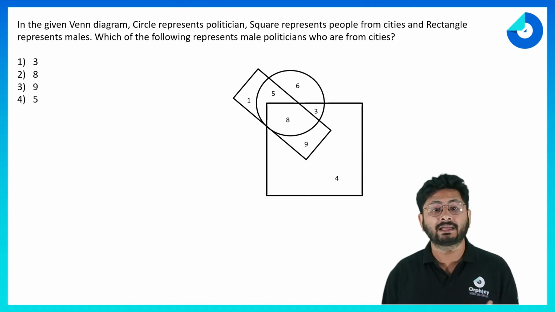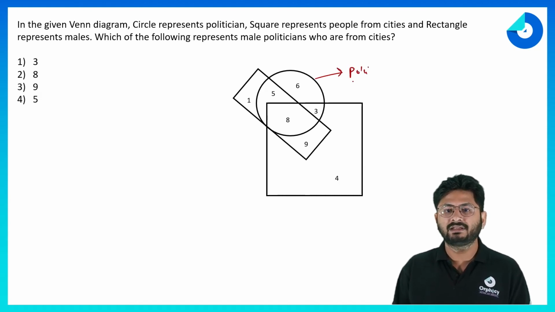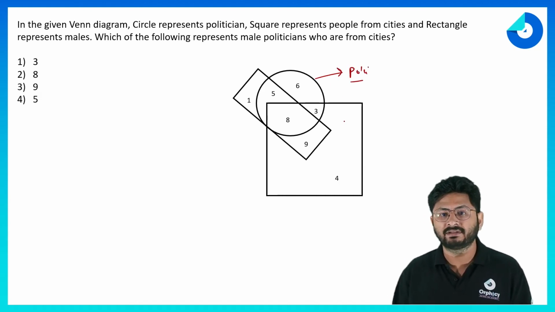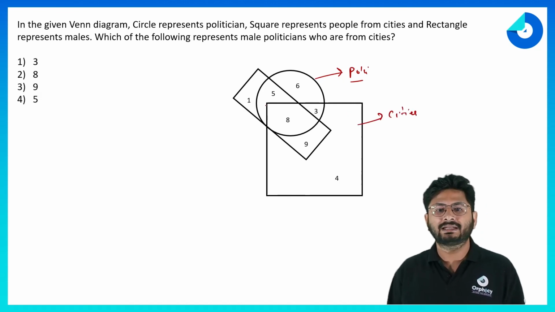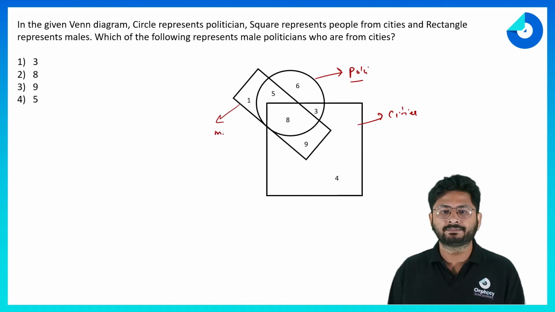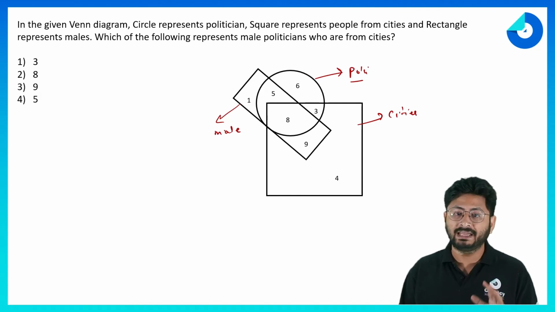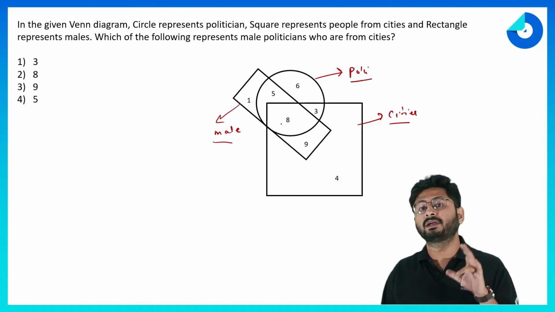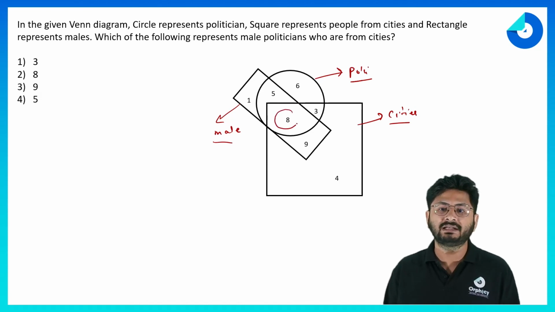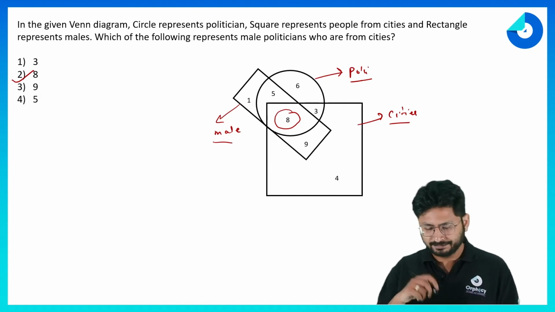In the given Venn diagram, circle represents politicians. यहाँ पर लिख लेते हैं politicians. Then square represents cities. Then rectangle represents male. Now they are asking male politicians who are from cities. तो male भी चाहिए, politicians भी चाहिए और cities भी चाहिए. तो there should be a combination of all three. मतलब तीनों का intersection तो यहाँ दिख रहा है. So that's why option 8 should have been the correct answer.